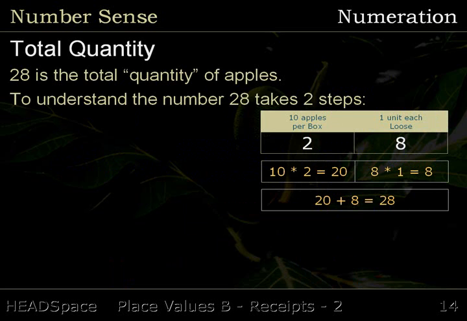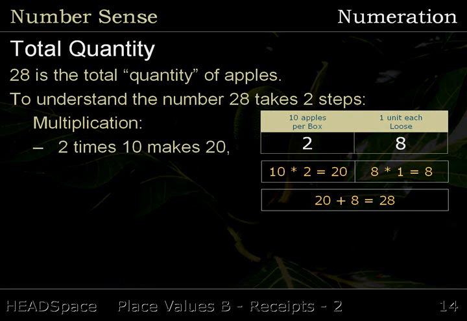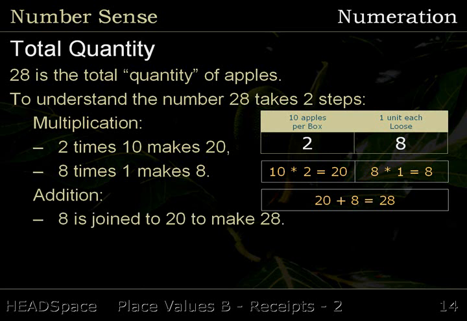To understand the number 28 takes 2 steps. Multiplication. 2 times 10 makes 20. Eight times 1 makes 8. Addition. 8 is joined to 20 to make 28.